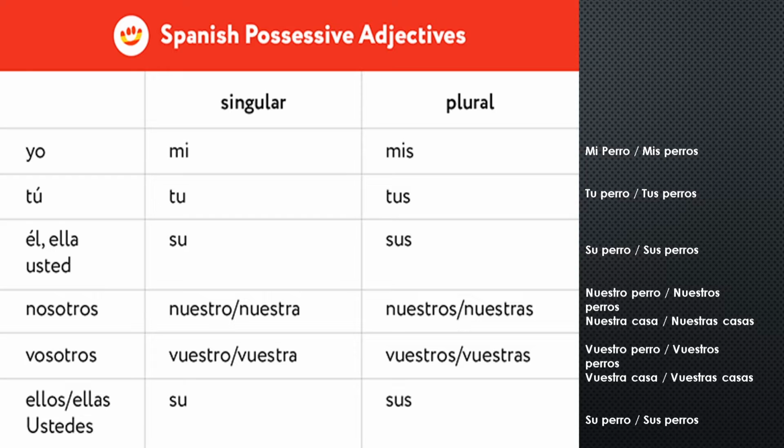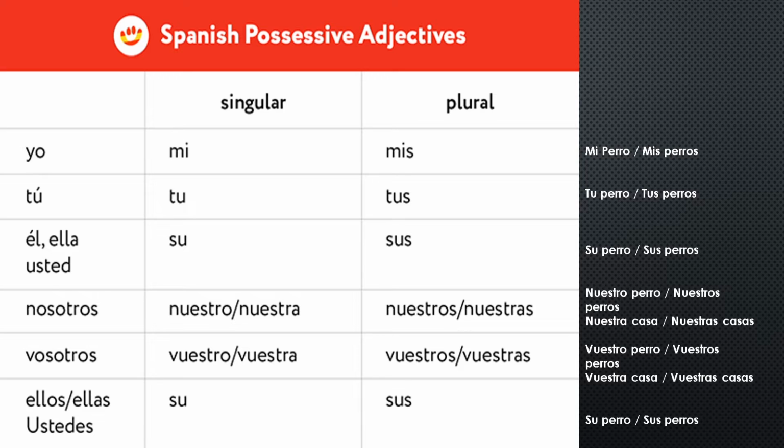We have here to the left the subject pronouns of Spanish. Yo, I, tú, you, informal, él, ella, usted, he, she, or you formal, nosotros, we, vosotros, you guys, and ellos or ustedes, they or you guys, and we have the matching possessive adjectives for each. For the yo person, we have mi and mis, singular and plural respectively. For example, you would say mi perro, my dog, or mis perros, my dogs.